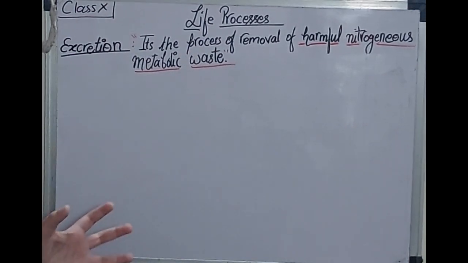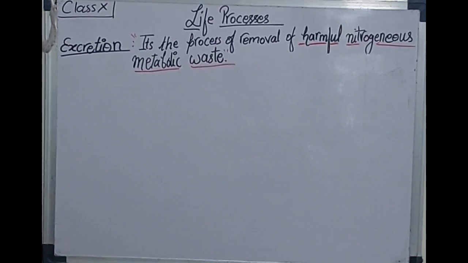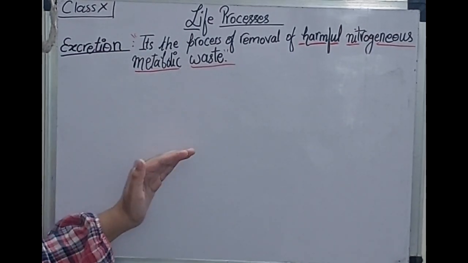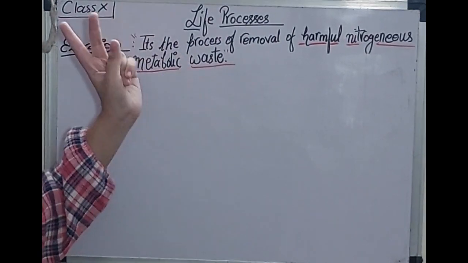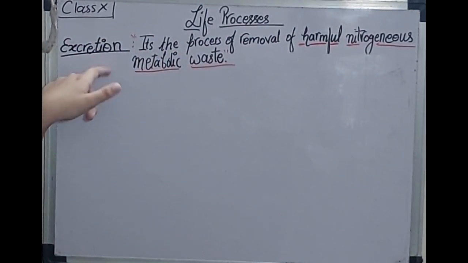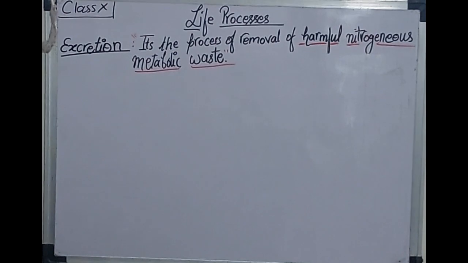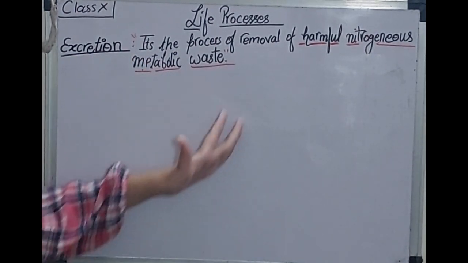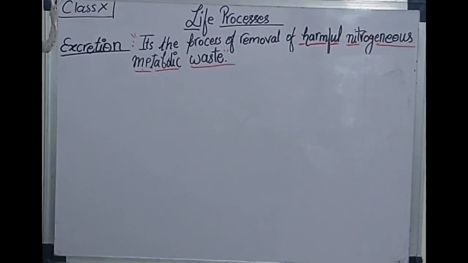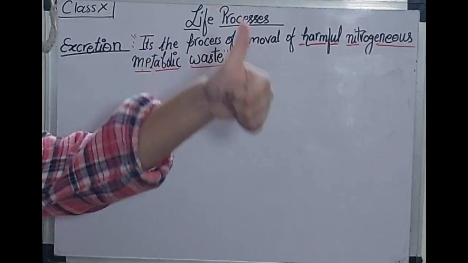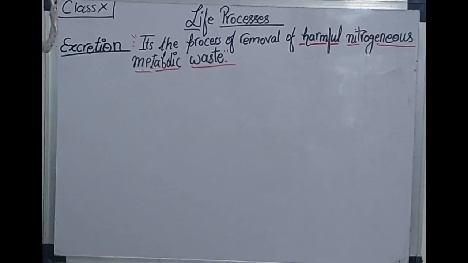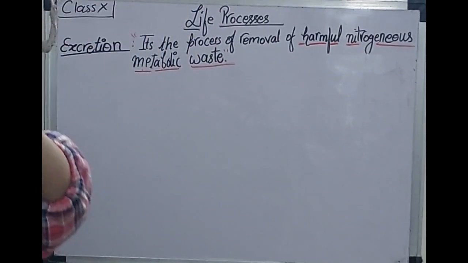Kidney comprises of millions of nephrons. These nephrons are the structural and functional unit of the excretory system in humans. Now you can draw the structure of it. There is a three-step process of formation of urine. First is ultrafiltration, second is tubular reabsorption, and third is tubular secretion.